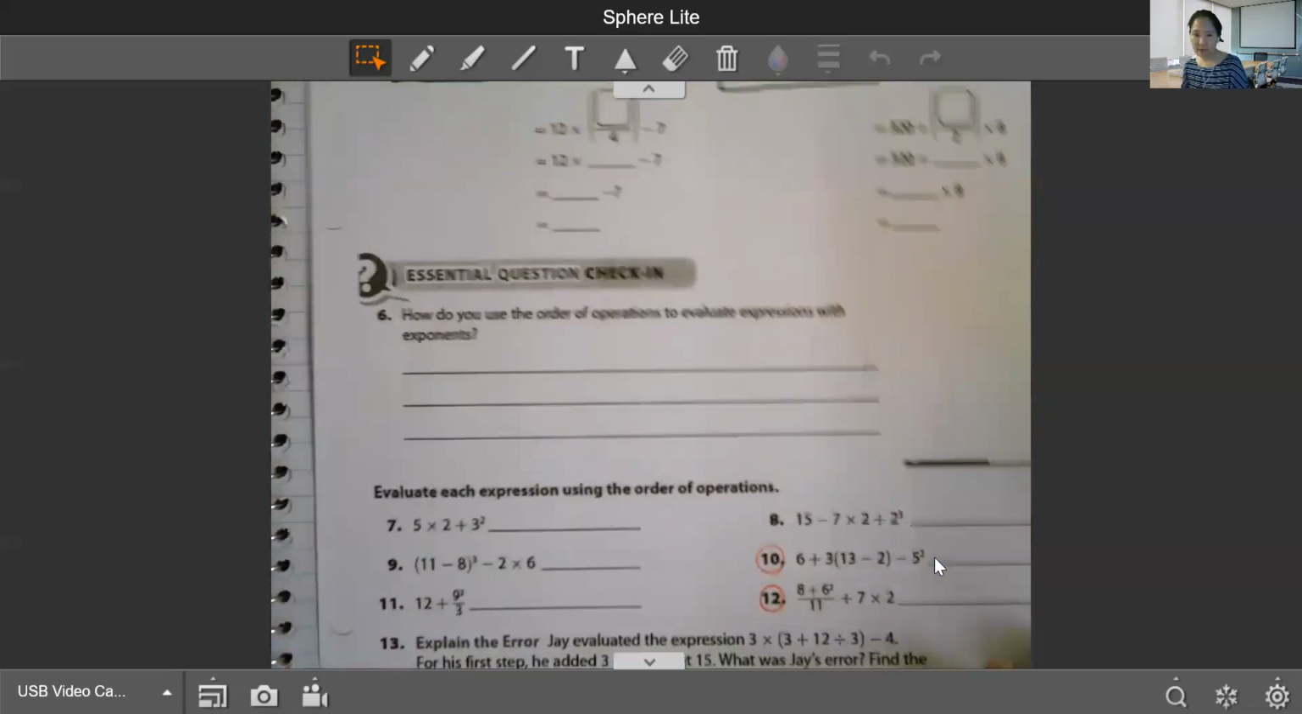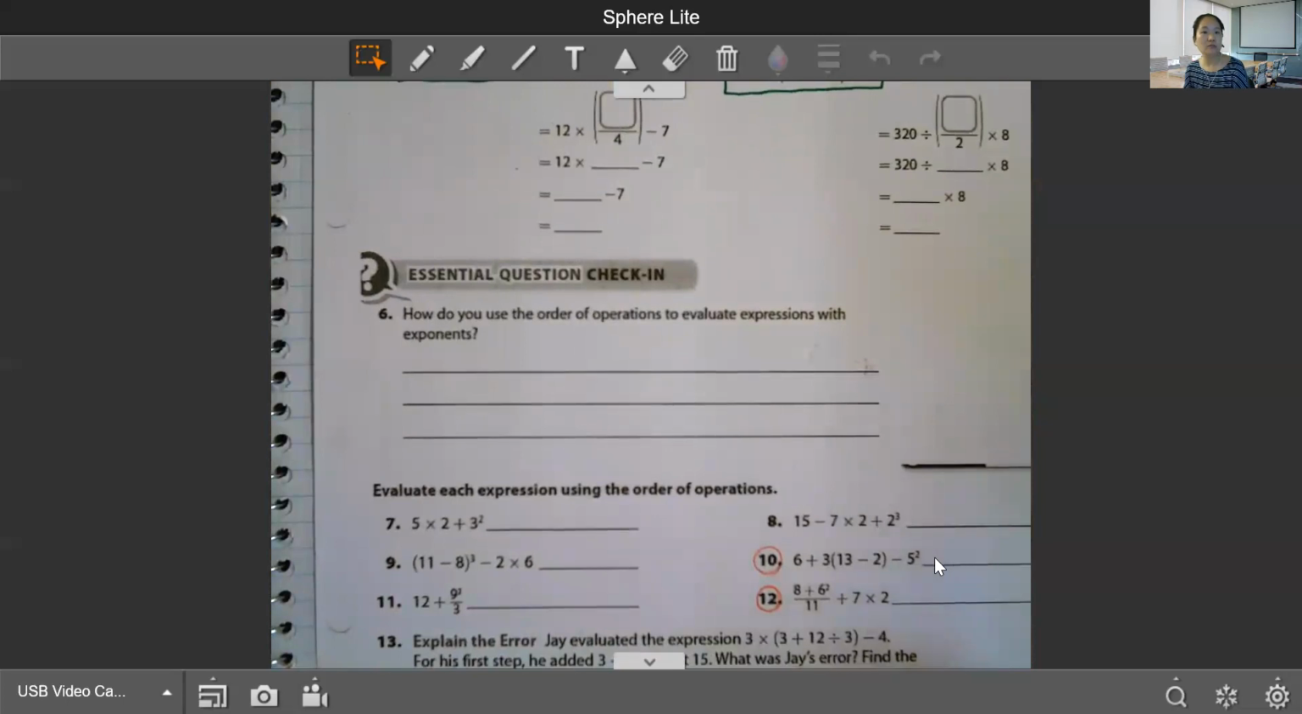Just to clarify for number 6, it says, how do you use the order of operations to evaluate expressions with exponents? You can just basically give the order of operations, PEMDAS, okay? All right, so number 10.